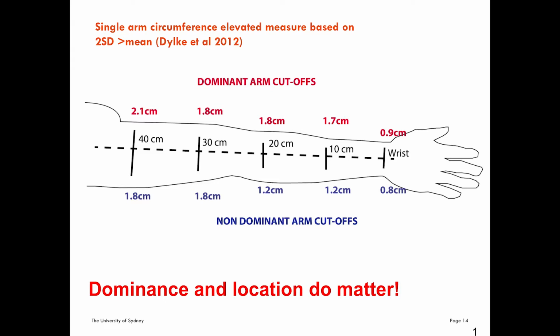When we applied that to the whole arm, these are the 2 standard deviations above the mean interlimb differences. So if your dominant arm is the one at risk, subtracting dominant from non-dominant, you can see that at the upper arm, 2 centimeters is highly appropriate. You're in the ballpark there. However, down in the forearm or around the wrist, if you waited to 2 centimeters, you kind of missed the boat, they're likely to have significant changes. If it's on the non-dominant side, you need smaller values again.